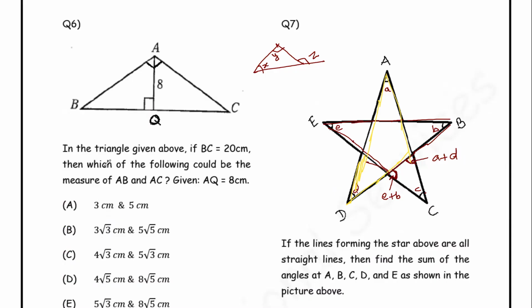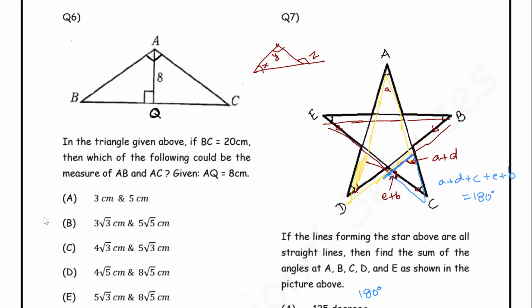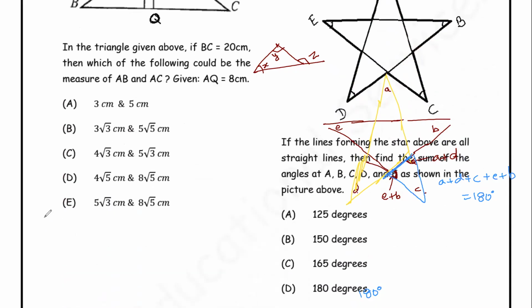And this one in the blue is a triangle with angles A plus D, plus C, plus E plus B. And we know the interior angles of any triangle sum to 180 degrees. And hence we get this answer as 180 degrees. Okay. D is your answer. D.